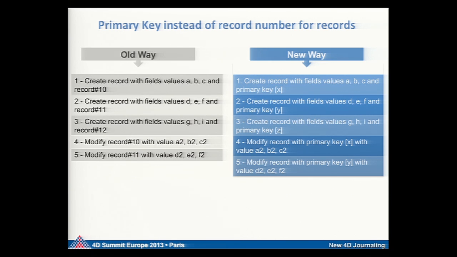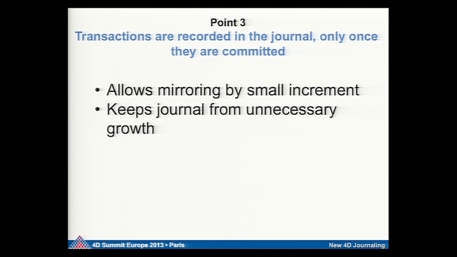I'm already explaining the new way. Maybe I've gone a little bit too quickly, but instead of storing the record numbers in the journal, 10, 11, and 12, you keep the primary keys, so you have X, Y, and Z. And when you modify the record with primary key X, then you have A2, B2, and C2.